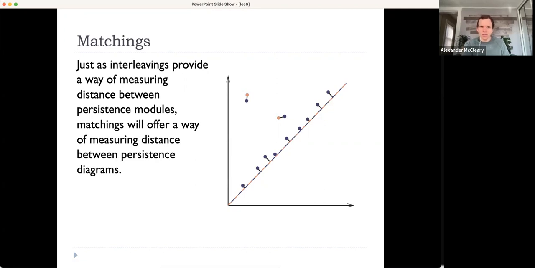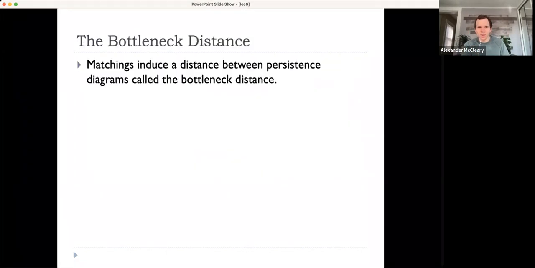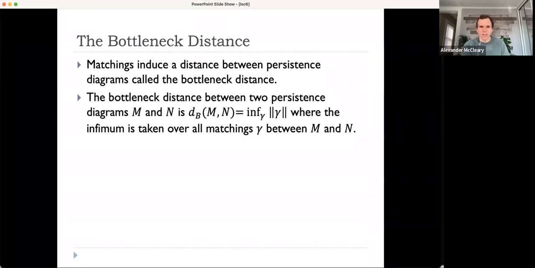So the idea with the bottleneck distance is we want to find the best matching, right? The matching with the lowest cost possible. And so that is the bottleneck distance here.